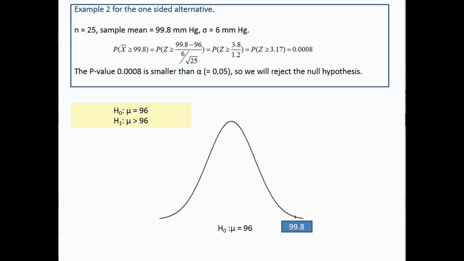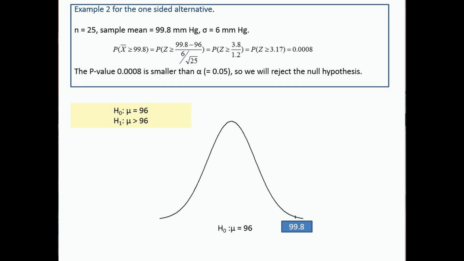In the second example, we test the same null hypothesis against the same one-sided alternative. But now the sample mean equals 99.8. Again, we calculate the p-value by standardization. This time, the p-value is 0.0008, much smaller than alpha. So now we will reject the null hypothesis.